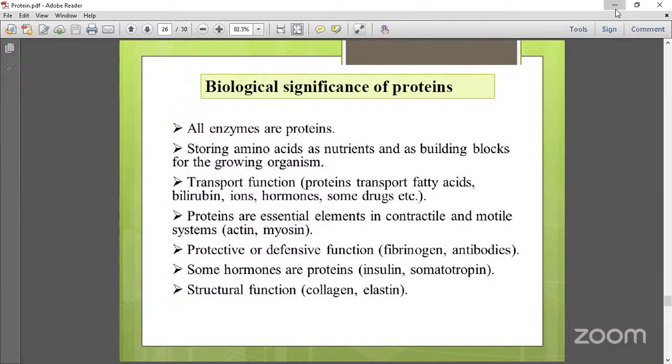So, our next topic is, this is all about carbohydrates and the proteins, and amino acids also we already discussed in our last topic.